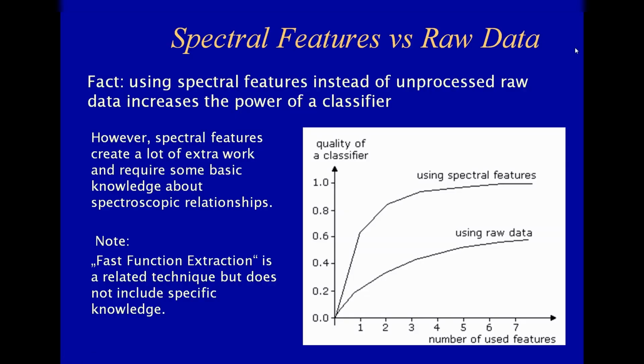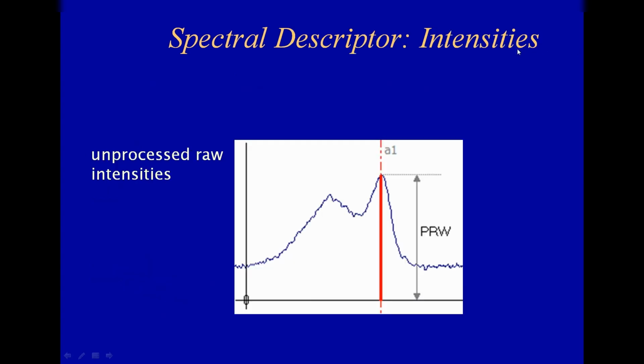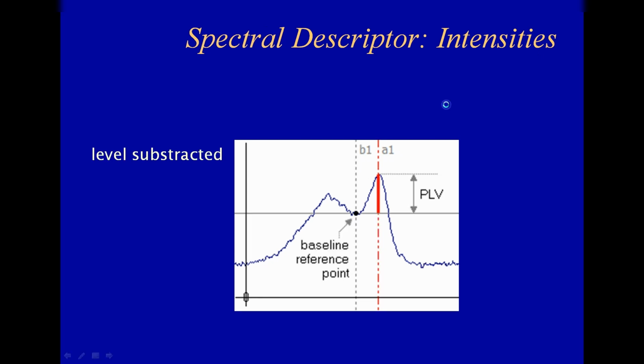So after having discussed the relationship of spectral features and raw data, I just want to show you a few spectral descriptors as they are implemented in ImageLab. And of course the most simple descriptor would be just to use raw intensities. Those raw intensities can also be calculated by using a reference value. And for example, you could define a level which is calculated from a reference point, and the difference between this level and the peak height is the spectral descriptor.